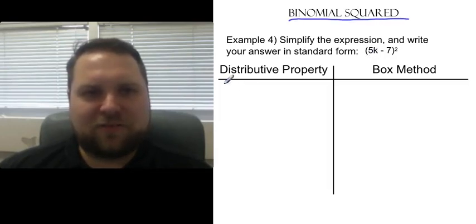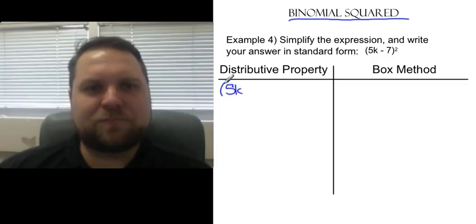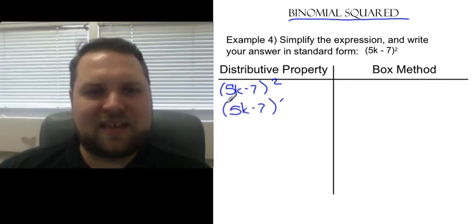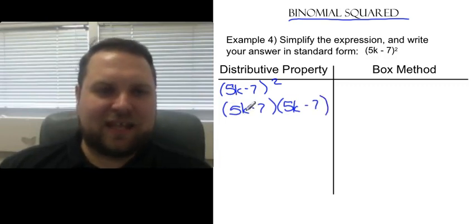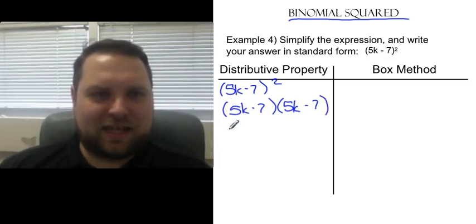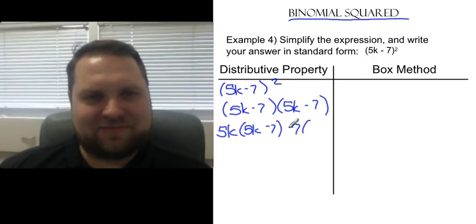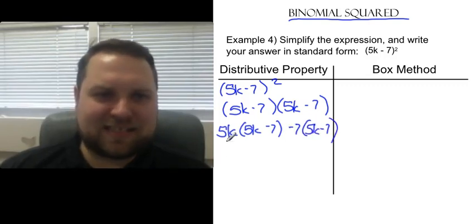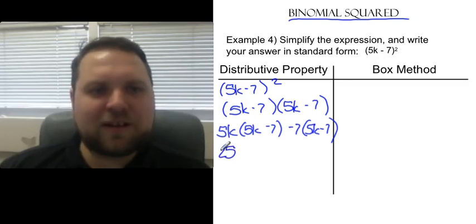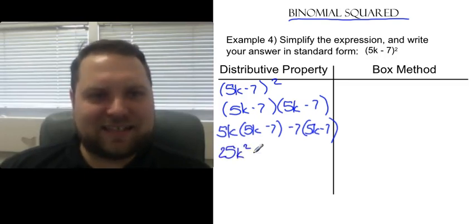So for our distributive property one, we're wanting to do 5k minus 7 squared. Well, that just means 5k minus 7 times 5k minus 7. And so when I do this, it's the same as before. 5k times 5k minus 7, and then negative 7 times 5k minus 7. So everything's kind of repeating itself, but the process is exactly the same.